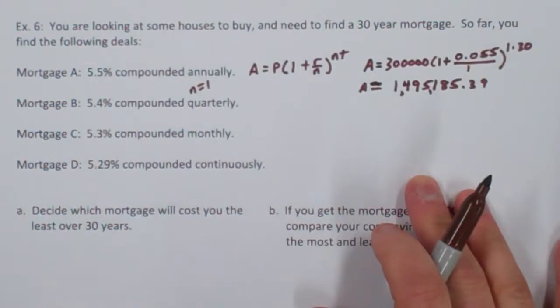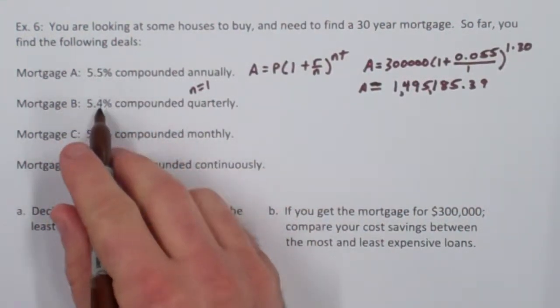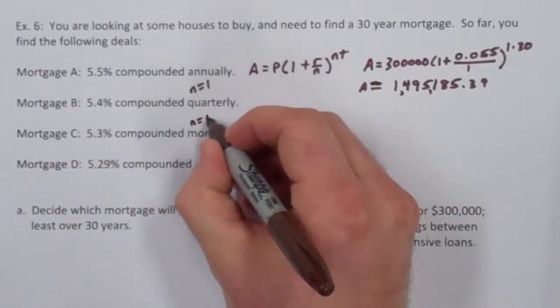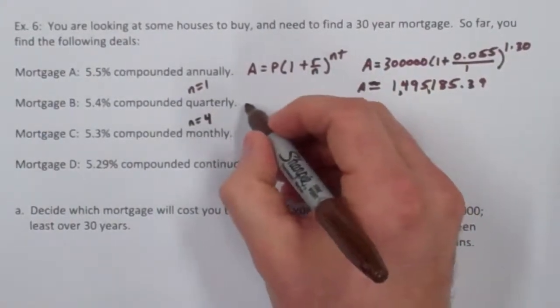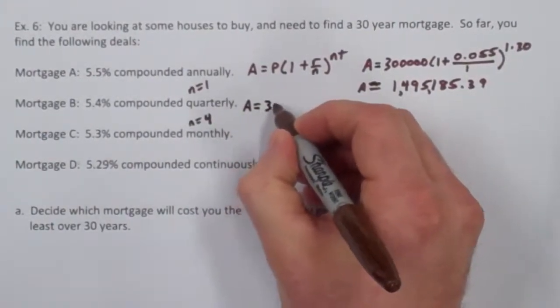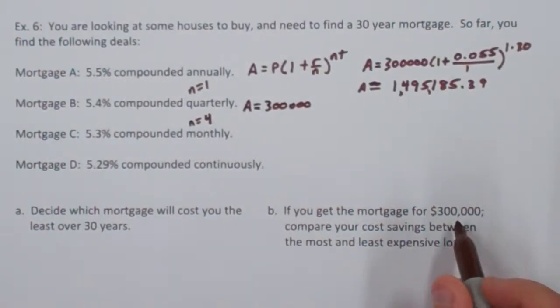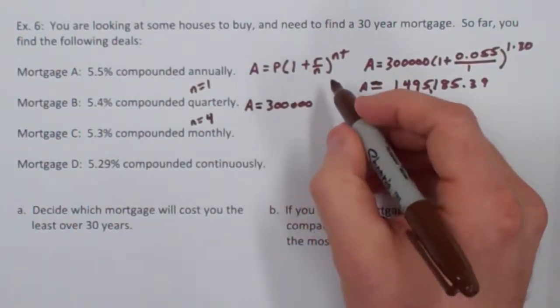Let's move on to part B, and part B here is 5.4%, so the rate's a little lower, and this one's compounded quarterly. So how many quarters are there in a year? Well, there's 4 of them. If we go straight to our formula here, A is equal to, we're using 300,000. This is just arbitrary. I know we're going to have to use it later, so that's kind of why we're using it. But 300,000 just needs to stay the same between all of them.